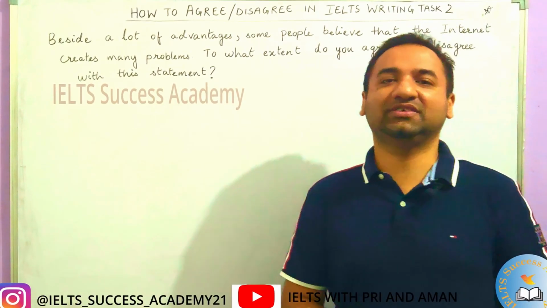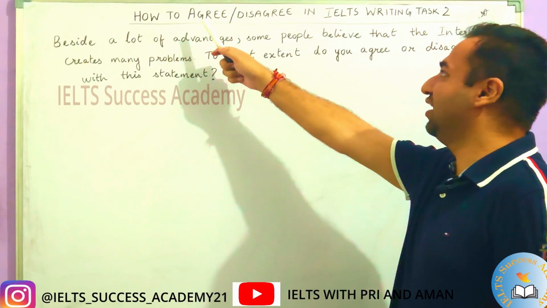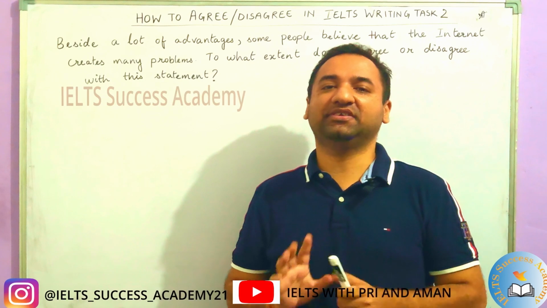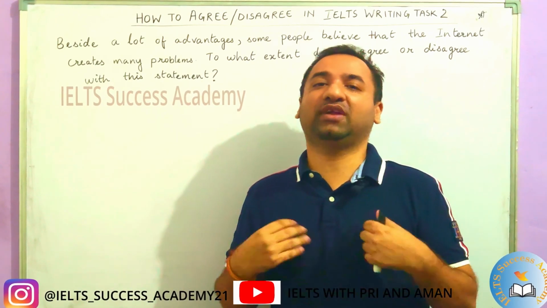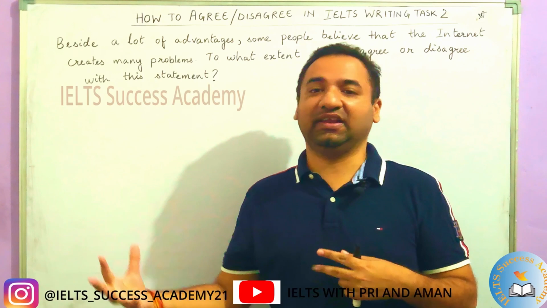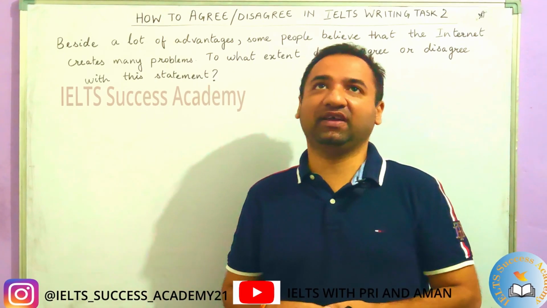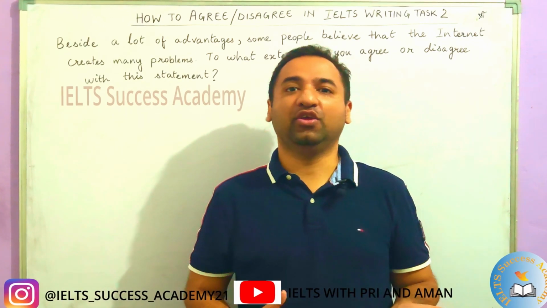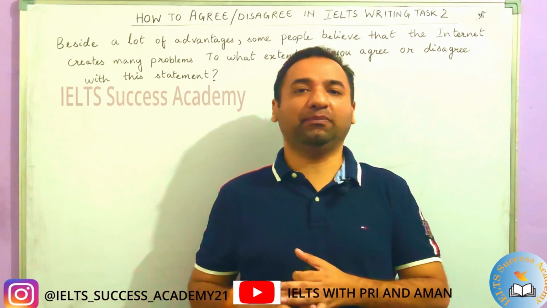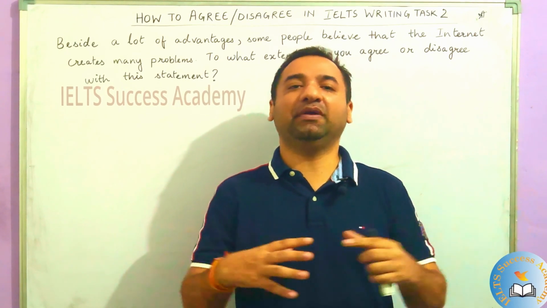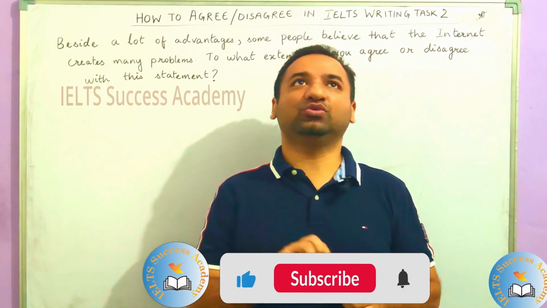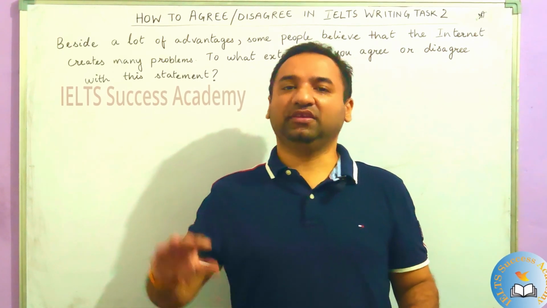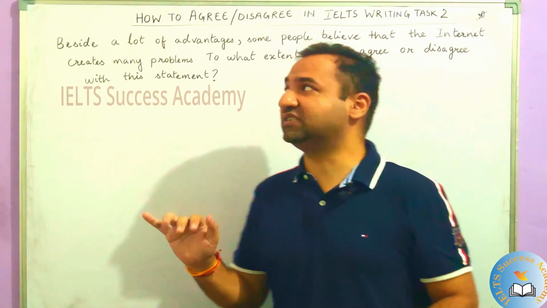scores. Hello students, welcome. And today we will discuss how to agree and disagree in the IELTS writing task 2. I have seen students get confused on what to write in a statement, whether to agree or disagree. Firstly, whenever the question comes, do you agree or disagree? You have to completely agree or completely disagree. Don't do in between. I agree to some parts, I disagree with the other parts. Don't do that. Either you agree with the statement or you disagree with the statement.